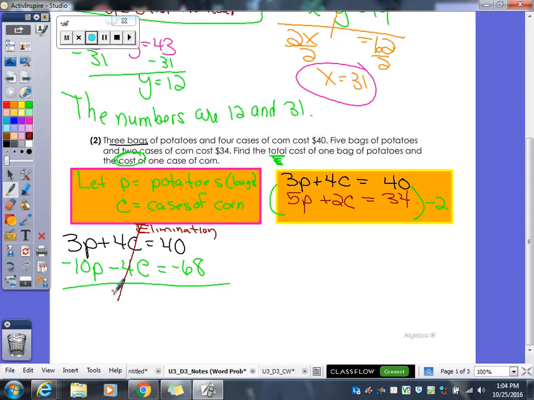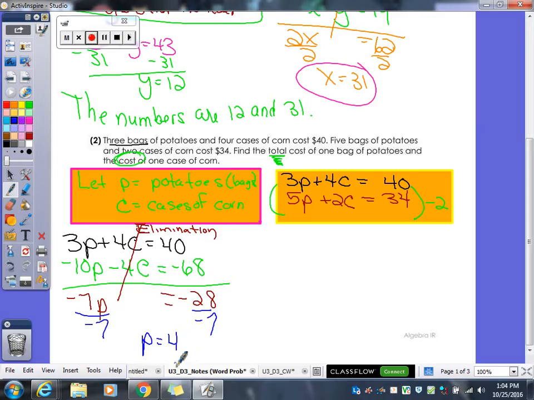Now let's do the P's. What's 3P minus 10P? Negative 7P. And when I subtract this, I'm going to get a negative 28. Divide both sides by a -7, and P equals 4.